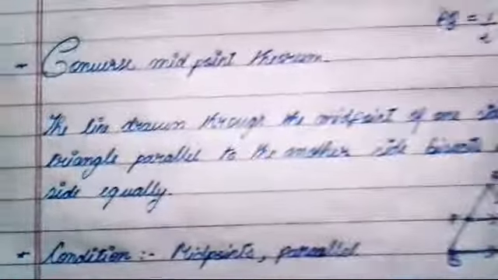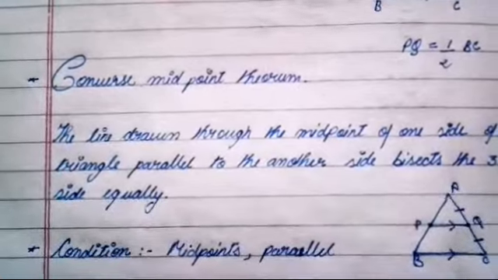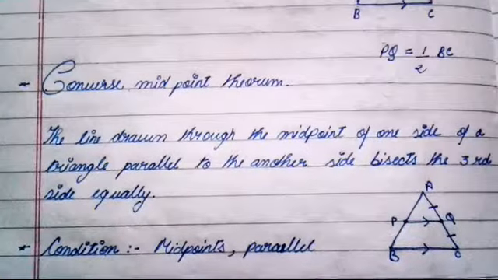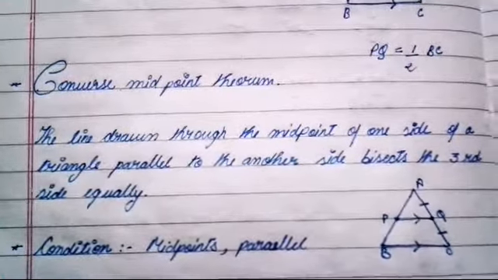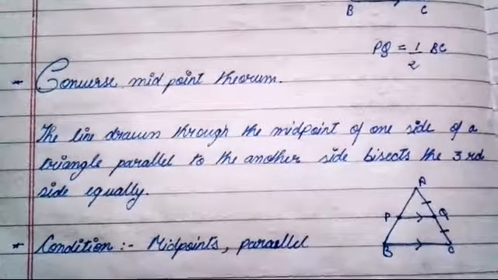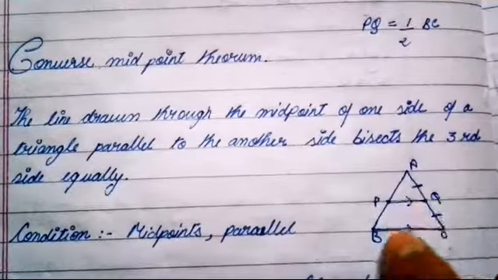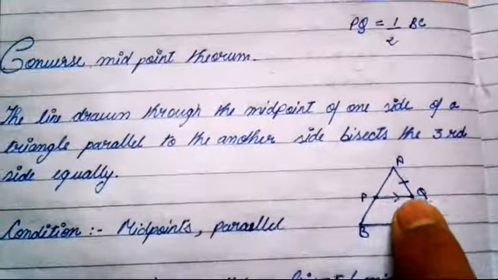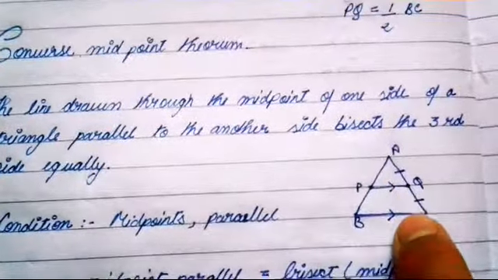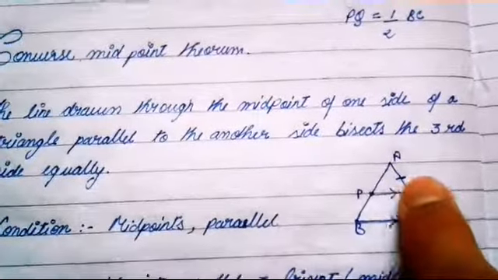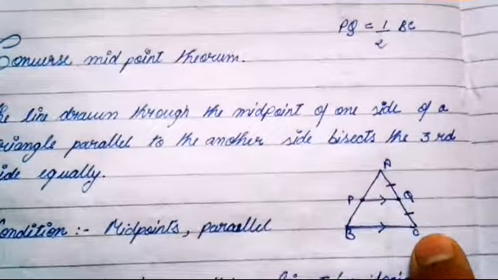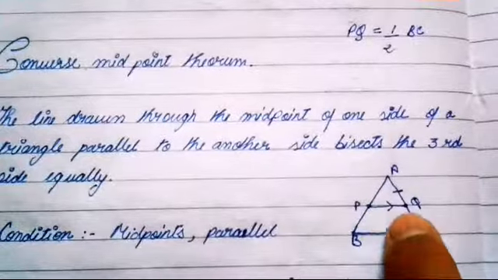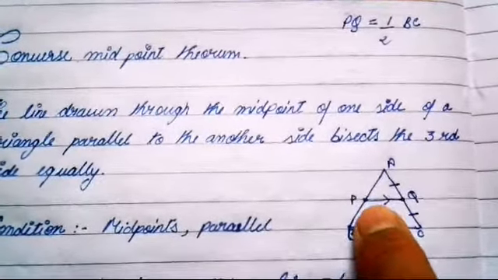The second is the converse midpoint theorem. It says the line drawn through the midpoint of one side of a triangle, parallel to another side, bisects the third side equally. It says that AB and AC have midpoints P and Q, and PQ is parallel to BC. Then AQ and QC will be equal because of the converse midpoint theorem.